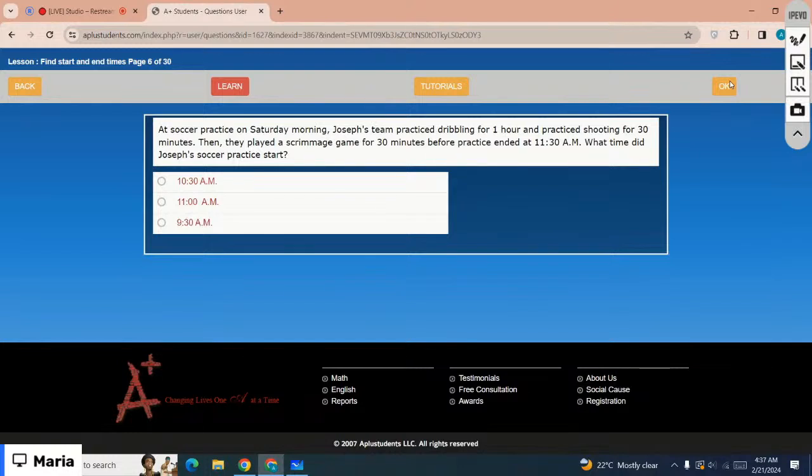Okay, the next one is: I had soccer practice on Saturday morning. Joseph's team practiced dribbling for 1 hour, practiced shooting for 30 minutes, then they played a scrimmage game for 30 minutes before practice ended at 11:30 a.m. What time did Joseph's soccer practice start?